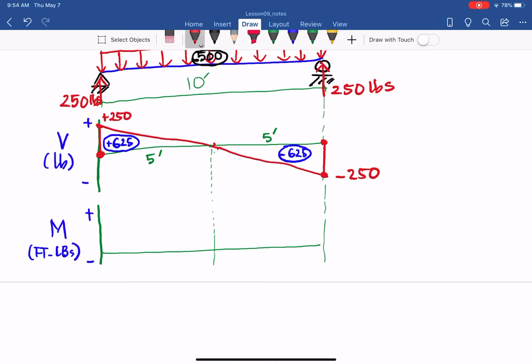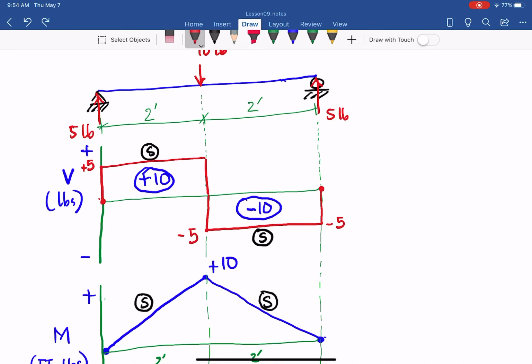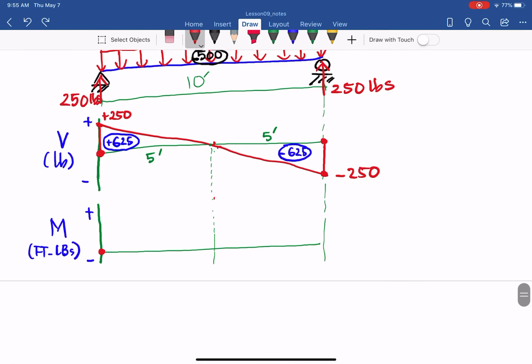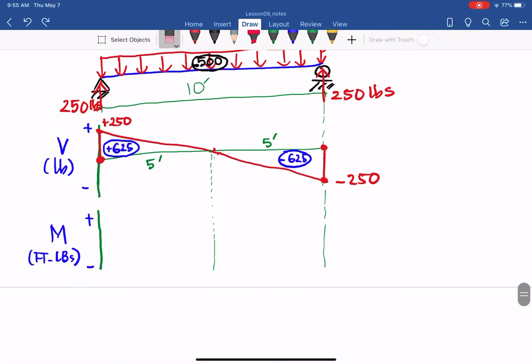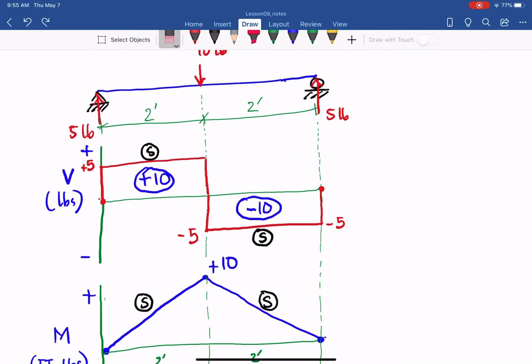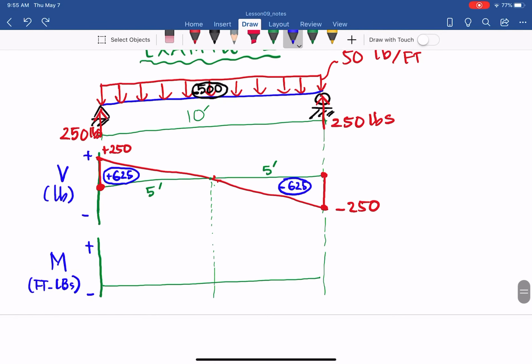Then always start with 0. Always start 0 from the left. And between that left to the middle point, let me put that in blue. Blue there, 0. Change in moment from left to the middle equal to 625.